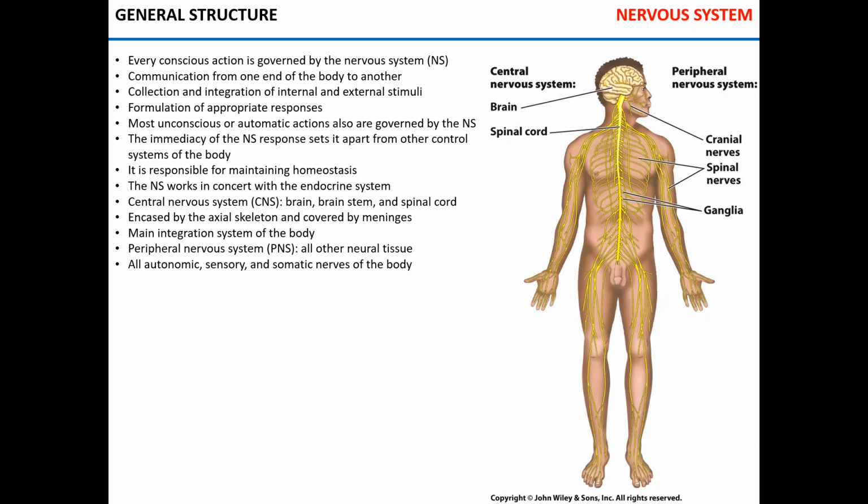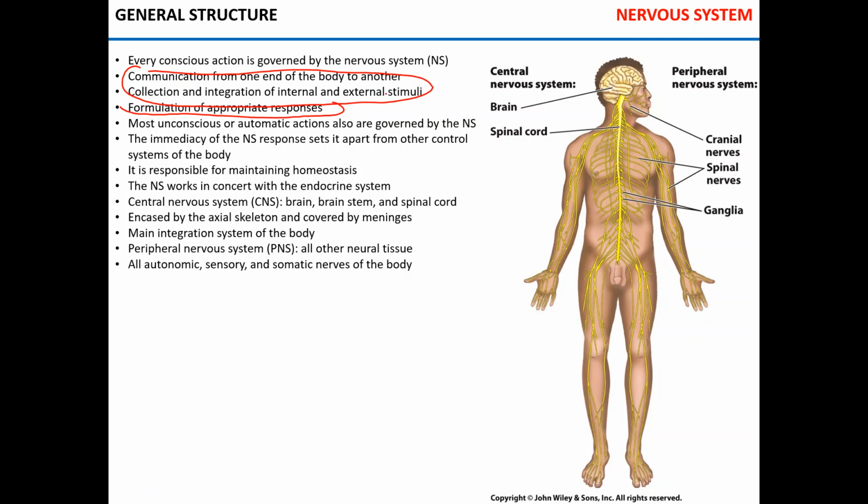So let's talk about the general structure of the nervous system. The nervous system controls virtually every conscious action and many unconscious actions in the body. The three main functions of the nervous system are communication between different parts of the body, collection of the external and internal stimuli and integrating those two. And based on the collection and integration of the stimuli, the nervous system also formulates the appropriate responses.